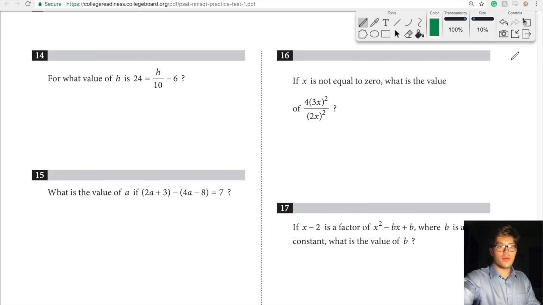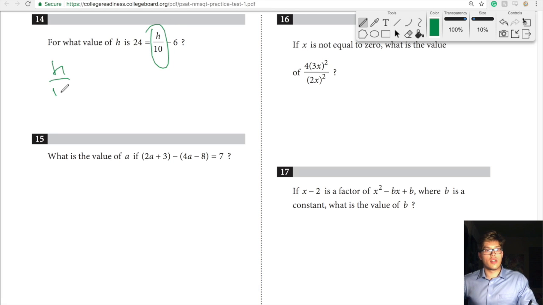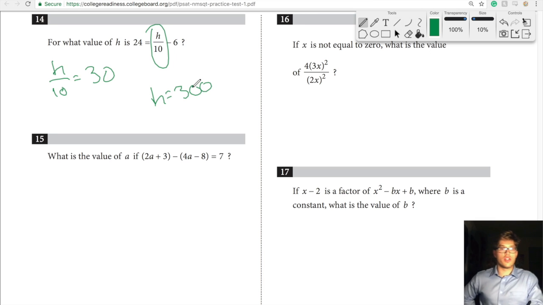All right, so these last problems are not multiple choice, we just need to solve. So what is h? 24 equals h over 10 minus 6. Well, h over 10 has to equal 30, right? Because 30 minus 6 is 24. And then multiply by 10. Okay, so h equals 300.